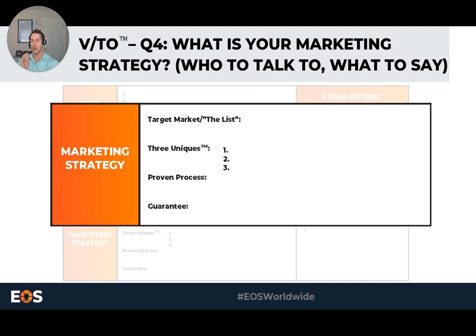And so when you're clear on your core values, you know who you are as an organization. Question 1. Question 2, when you know that you have a core focus in place, you know what you are. Question 3, with the 10-year target, now you know where you're going. And then question 4 is the marketing strategy. You know how you're going to get there.